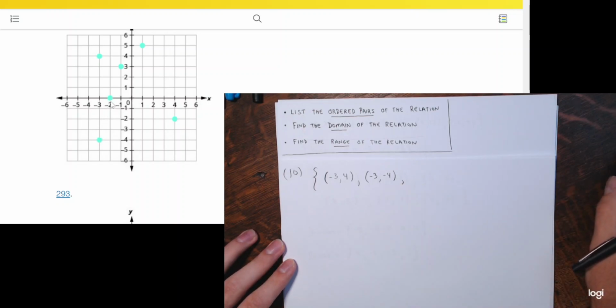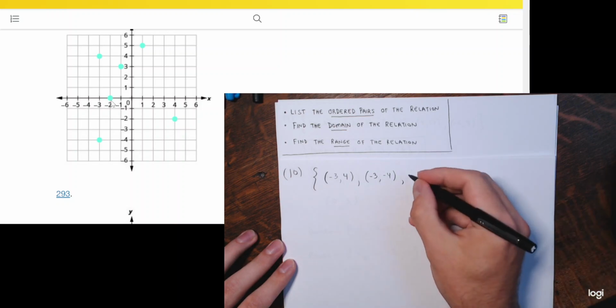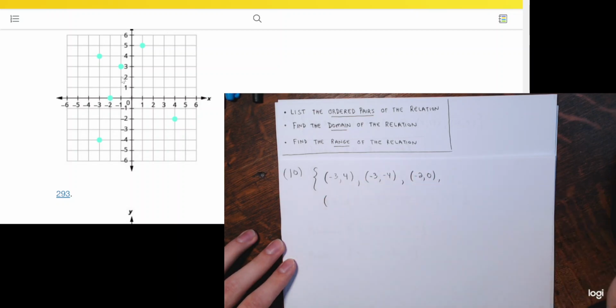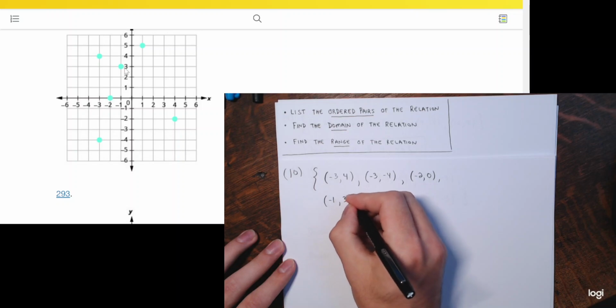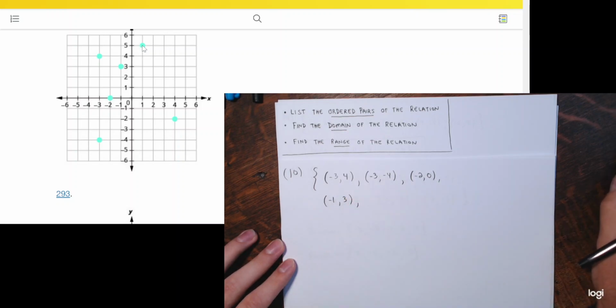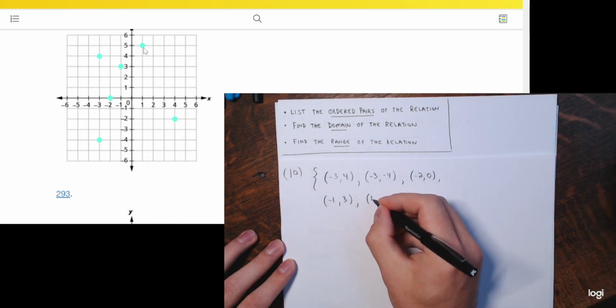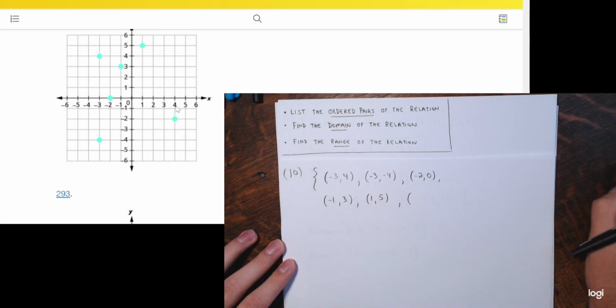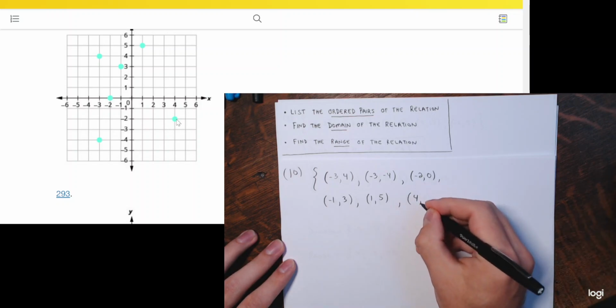This point here is in line with -2 on the x and 0 on the y. So -2, 0. Next point, this one here, is in line with -1 on the x, +3 on the y, so -1, 3. This point up here is in line with 1 on the x and 5 on the y, so 1, 5. And the final point is this one over here, which is in line with 4 on the x and -2 on the y-axis, so 4, -2.